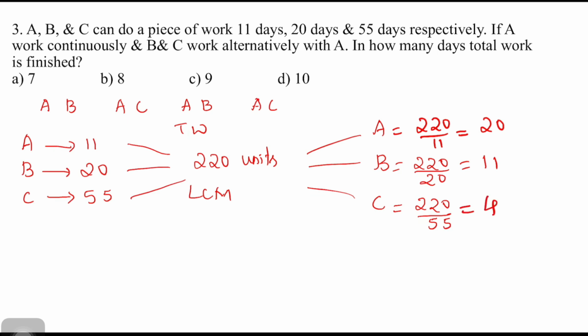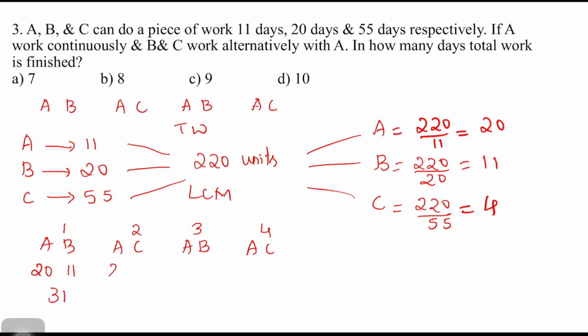Now, in first cycle it is A and B. In second cycle it is A and C. Again in third it is A and B, and fourth it is A and C. Like that it goes on. So how much will A do in one day? 20. B will do 11. So total how much will A and B together do? 31.